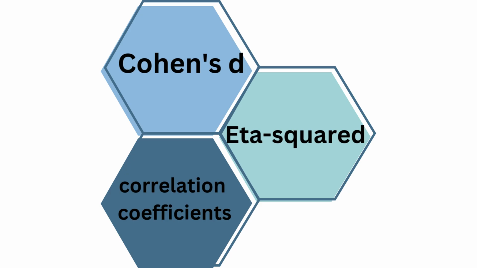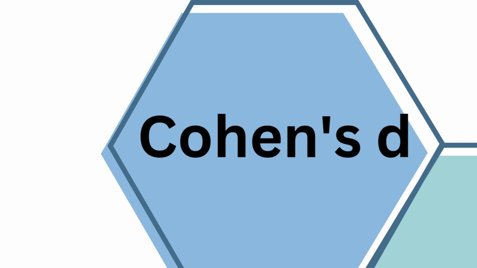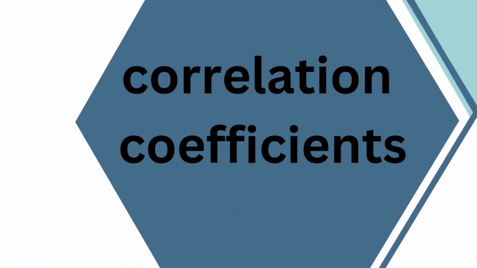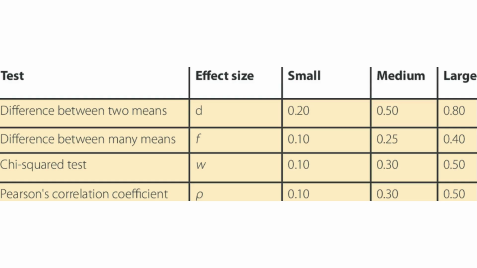First, we have Cohen's d, which is used to compare two groups and measure the size of the difference between their means. Next, there's eta-squared, commonly used in ANOVA, which helps us understand how much variance in the data can be attributed to the different groups. Finally, correlation coefficients, like Pearson's r, assess the strength and direction of relationships between two variables. The type of effect size you choose depends on the statistical test you are using. Understanding these different measures will guide you in selecting the appropriate one for your analysis.